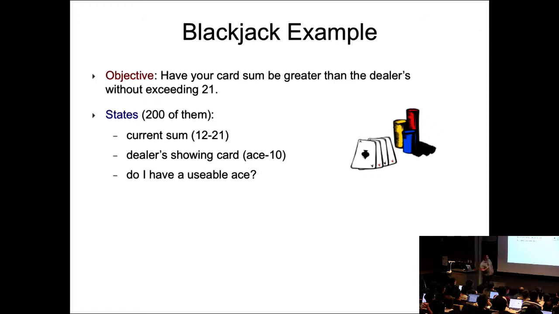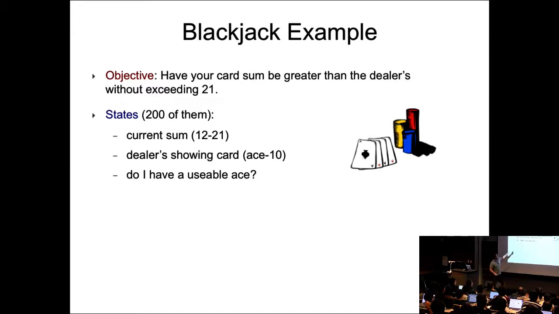In terms of the number of states, there are 200 states. Your current sum is any number between 12 and 21. The reason it's not below that is because if you have 6, you always hit, because you always want to get a card so that you are in this range. The reason you're in this range is because if you have 12 and you hit, you might get to 22, because a face card is 10, and such.